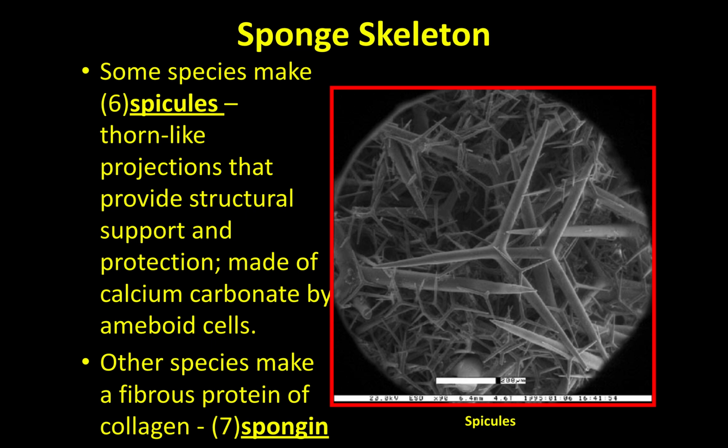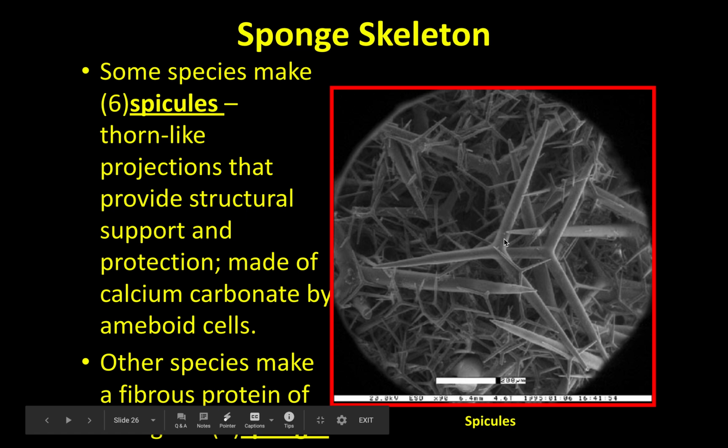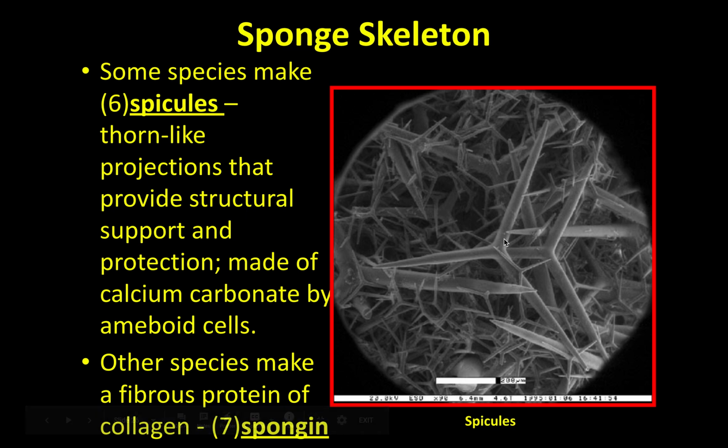All right, a couple other structures that you need to know. Sponges do have something of a skeleton, and the 2 things that make up the sponge's skeleton are spicules, which is what you're seeing right here. This is a spicule. It looks like the letter Y, or a thorn. Spicules are thorn-like projections that provide structural support and protection.